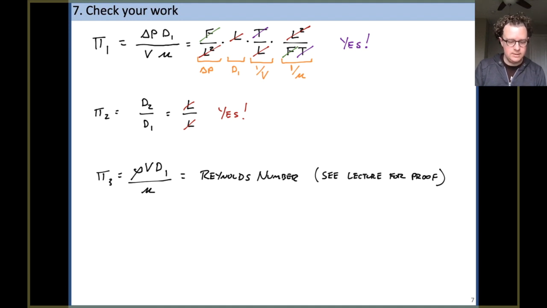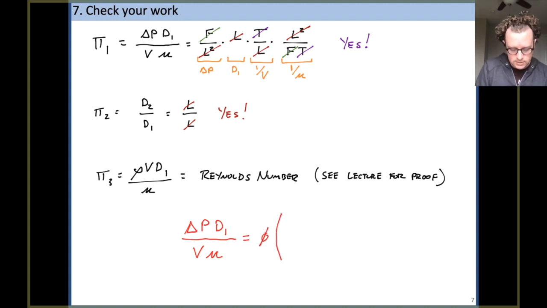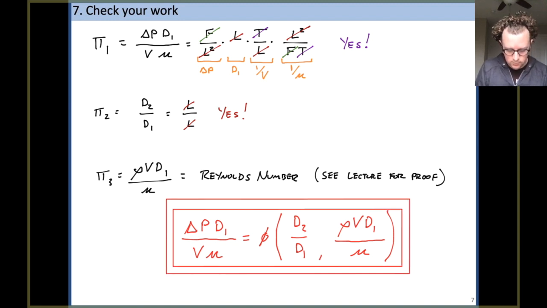Leaves us just one last step, which is to express the final form of the equation. And I apparently have not written that out yet, so we'll go ahead and do that here. So our first pi term, pressure change over diameter 1 divided by velocity times viscosity is equal to some function of d2 over d1 and Reynolds number, rho v d1 over mu. So our final answer here, written in red, boxed in red, that's the relationship that we were after.